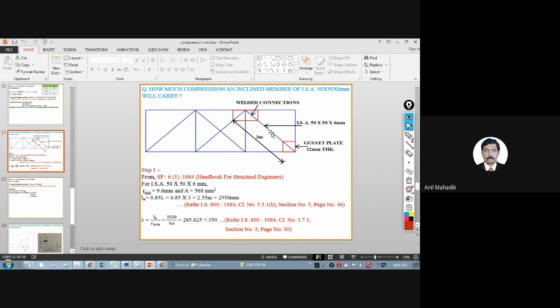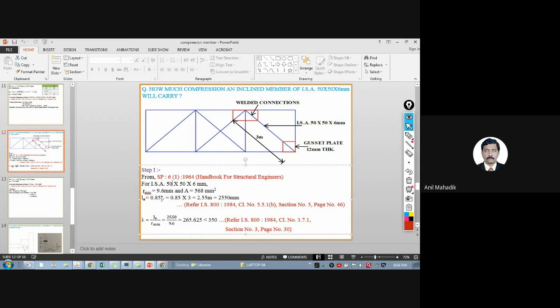So in design, we know that we have to assume certain cross section, and then we will check that cross section whether it is safe or not. So how much compression can an inclined member carry? The member size is 50 by 50 by 6, and the length of this member is 3 meters and connected by welding. Okay. So what we need to calculate?